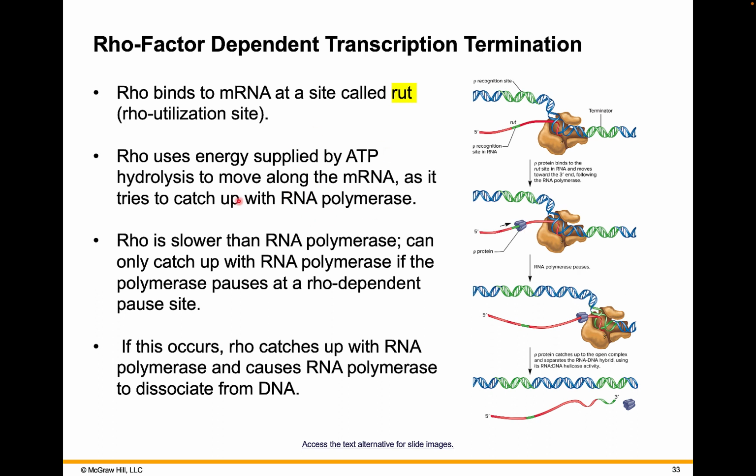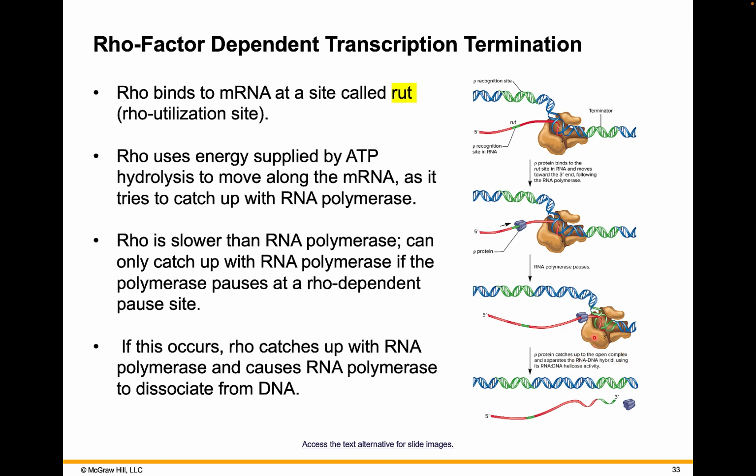From here, the Rho factor follows along the RNA behind the RNA polymerase. Rho uses the energy supplied by ATP to move along the mRNA, and it tries to catch up with the RNA polymerase, but it is slower than the RNA polymerase and cannot catch up easily. Only if the RNA polymerase pauses, at a Rho-dependent pause site, can the Rho factor catch up.